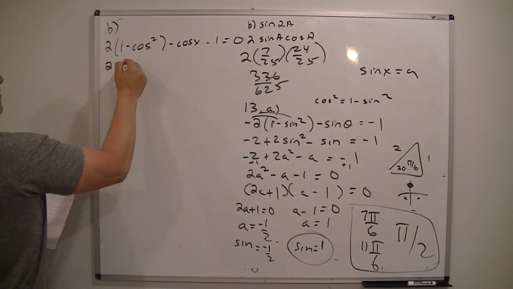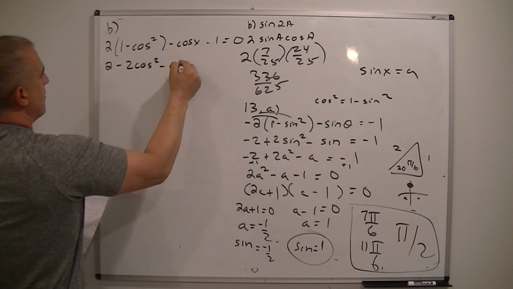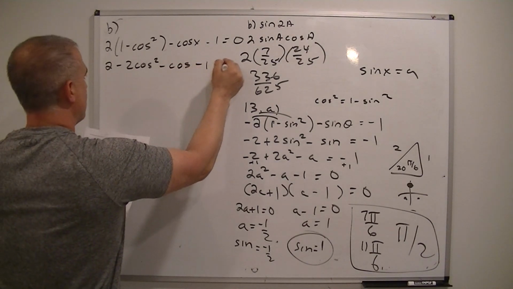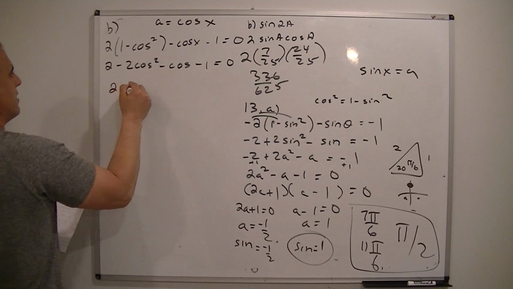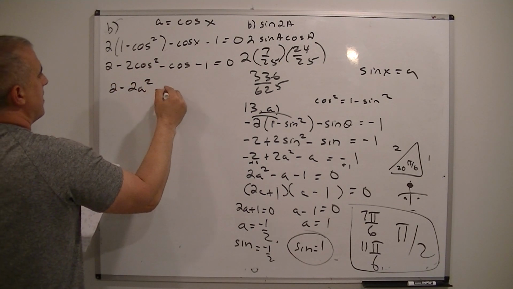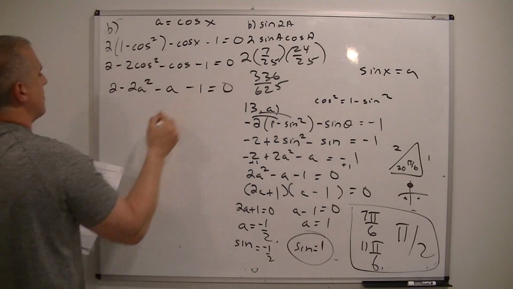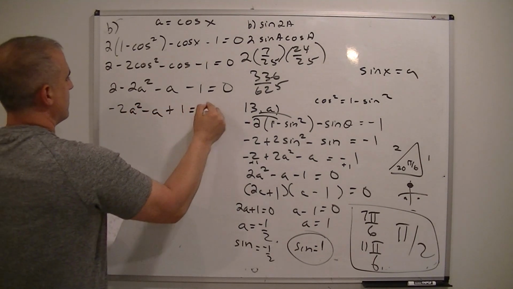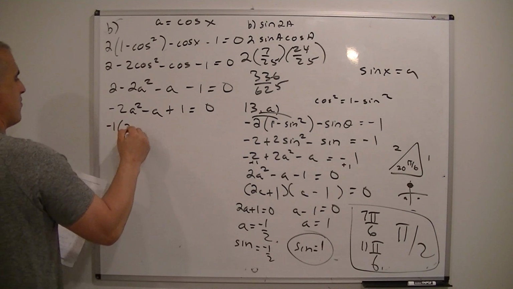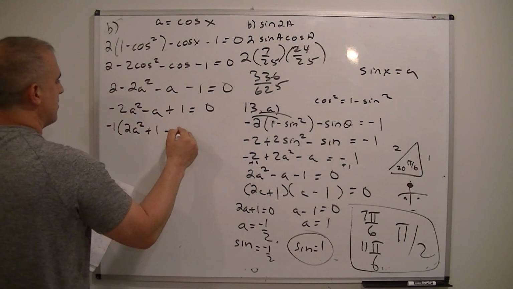Okay, this would be 2 minus 2 cosine squared minus cosine minus 1 equals 0. I would replace cosine, so it would be 2 minus 2a squared minus a minus 1 equals 0. All right, that's negative 2a squared minus a plus 1 equals 0. I would divide out this negative 1 to make it easy to factor.